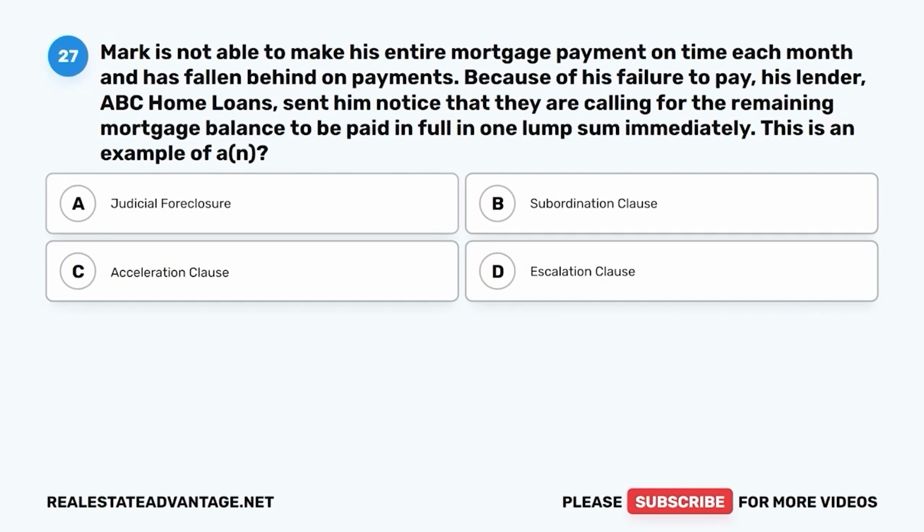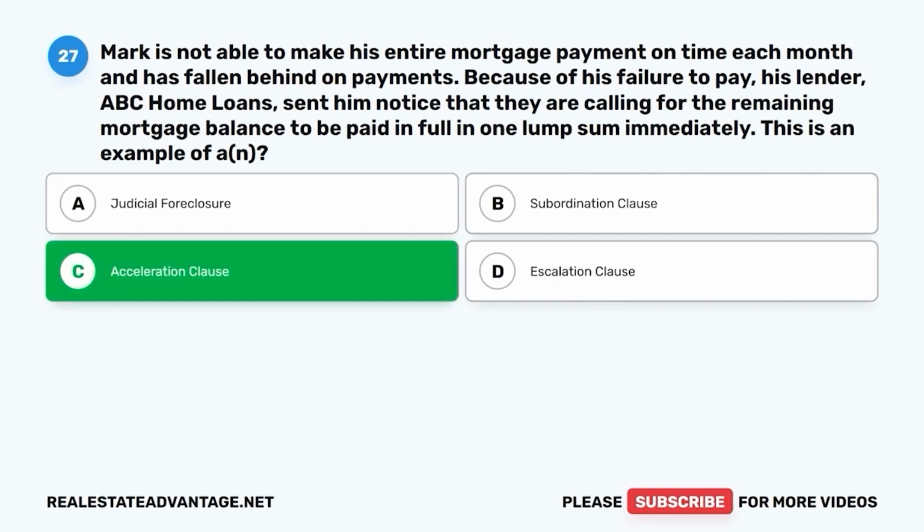Question 27. Mark is not able to make his entire mortgage payment on time each month and has fallen behind on payments. Because of his failure to pay, his lender, ABC Home Loans, sent him notice that they are calling for the remaining mortgage balance to be paid in full in one lump sum immediately. This is an example of A. Judicial foreclosure, B. Subordination clause, C. Acceleration clause, D. Escalation clause. The correct answer is C. Acceleration clause.